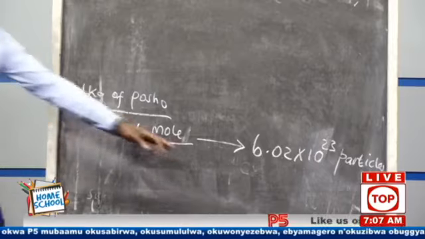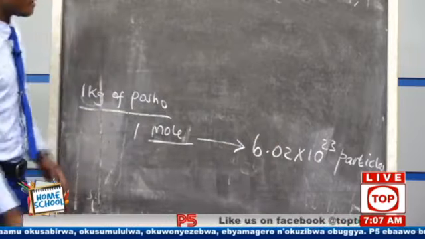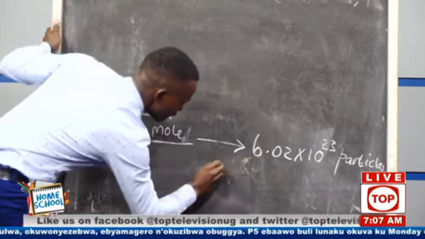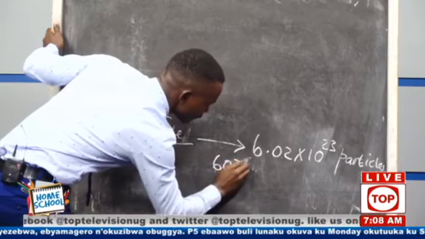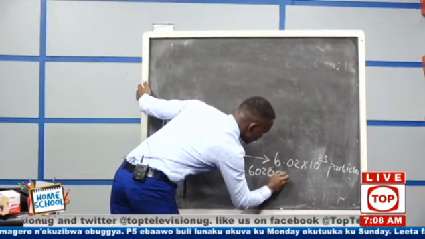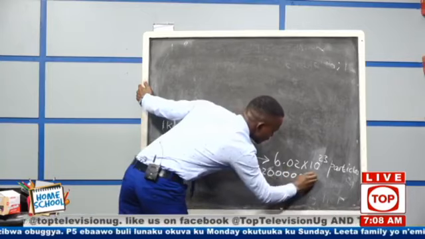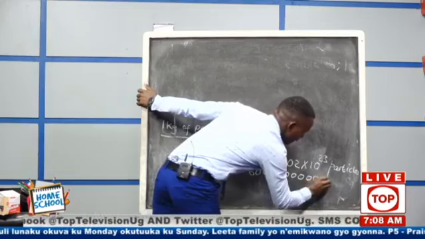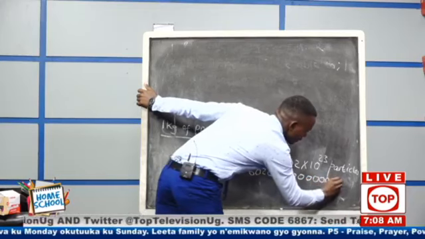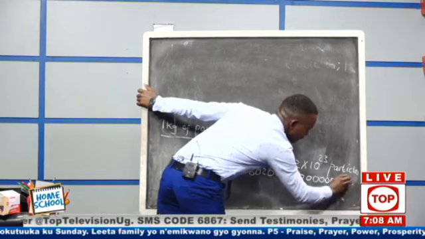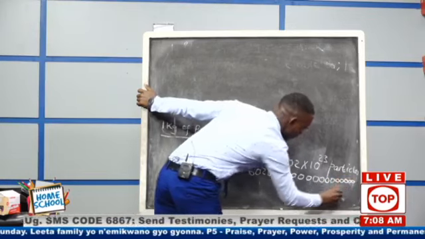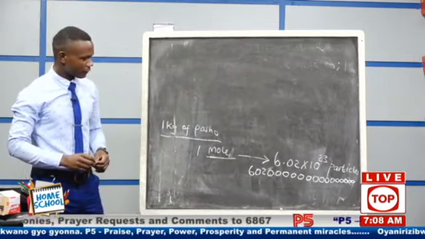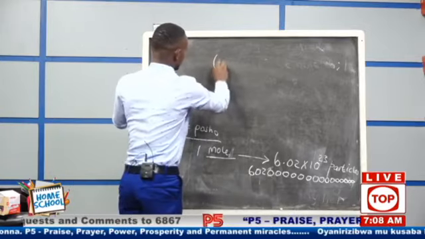So when we say this one, power that one, that means this one will mean 6, 0, 2, 0, 0, 0, 0, 0, 0, 1, 2, 3, 4, 5, 6, 7, 8, 9, 10, 11, 12, 13, 14, 15, 16, 17, up to 23, okay? Let us put it here and it becomes clear.